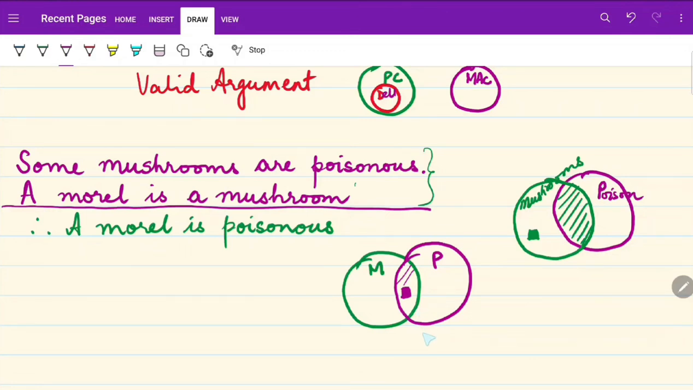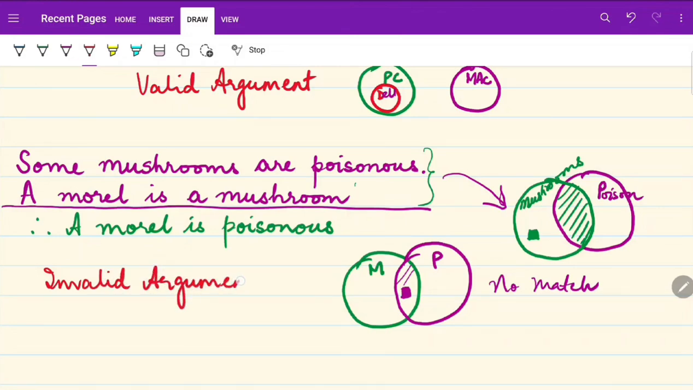So now let's compare these two pictures. All right, so this picture here that we drew, the second picture, is not the same as the one that we obtained from the premises, correct? So the pictures don't match, no match. Therefore, the conclusion should be it's an invalid argument. Doesn't match, all right? It's a fallacy, in other words.